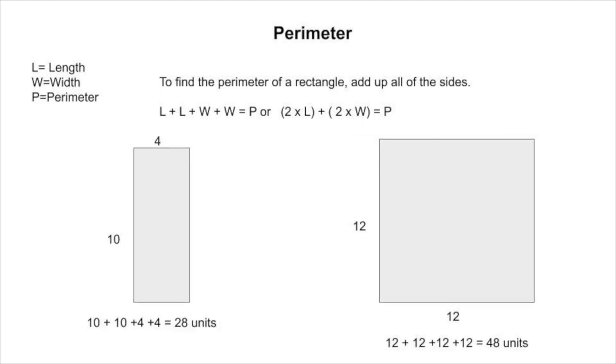For these examples, in that first one, I'm going to take 10 plus 10 plus 4 plus 4 and end up with 28 units by adding up my length and width. And then for the second rectangle, which happens to actually be a square, you're going to take 12 plus 12 plus 12 plus 12 to get 48. Now there are more efficient ways to add this up, but this is how we're going to do it just to start.